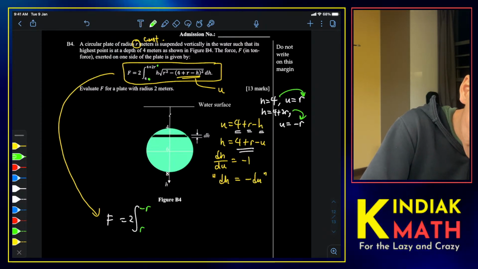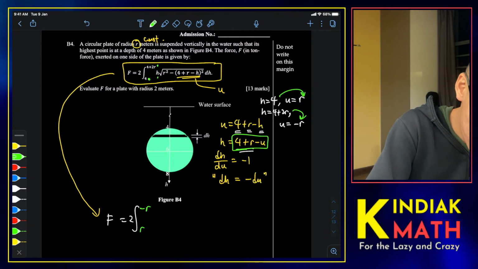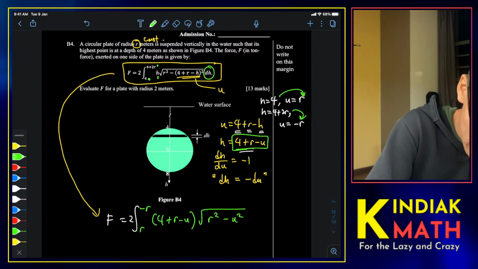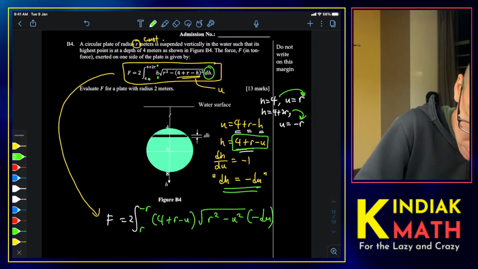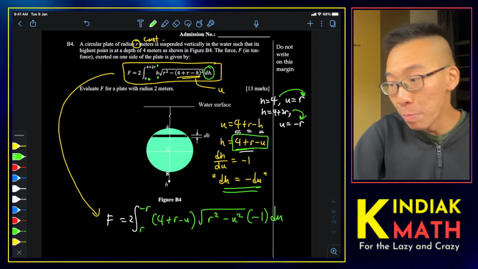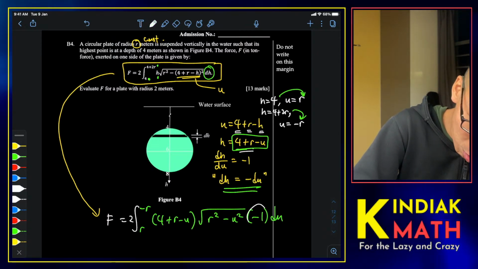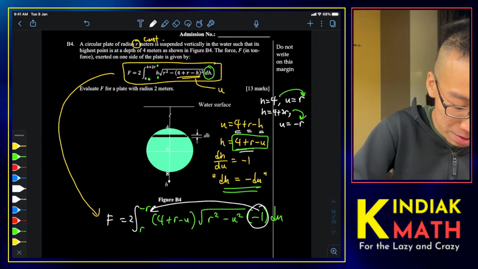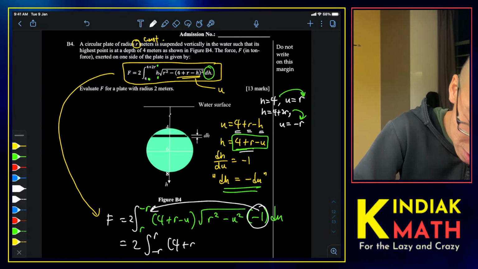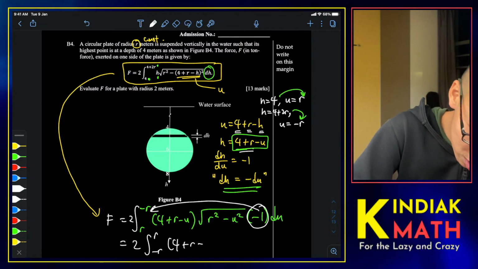This h is replaced with 4 plus r minus u. So let's replace this h with 4 plus r minus u, and let's replace the square root with that. The dh gets replaced with a minus du. I should write minus 1 du. Now, one of the properties of integrals is that this minus 1 can flip the limits of this symbol over here, like this. It is one of the properties of integration. Some of you are familiar with it, some of you are not.